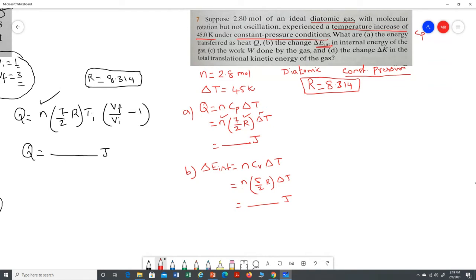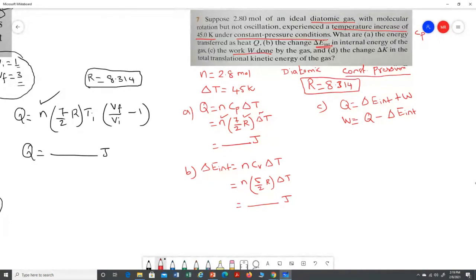Clear, Doctor. Okay, what is your third question, my dear? The work. For finding the work done, we have to use the first law of thermodynamics. What is the first law of thermodynamics? Q is equal to change in internal energy plus work done. Am I right? Yes. Therefore, work done is equal to Q minus change in internal energy. Am I right?